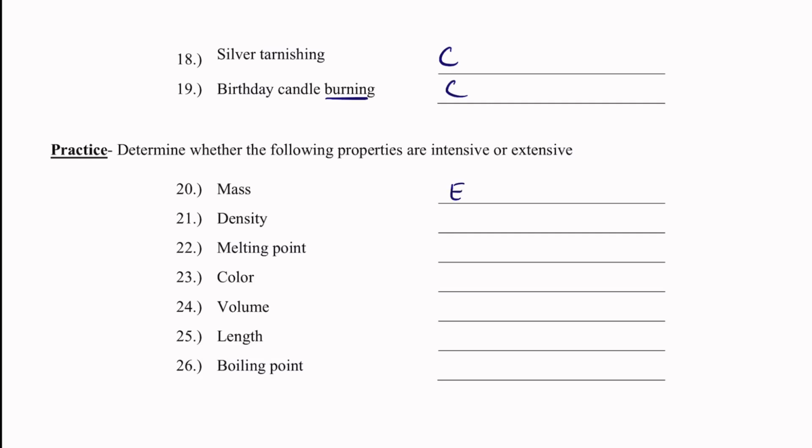Mass is extensive. We can measure it. Volume, we can measure it. Length, we can measure. And so the rest are going to be intensive. They don't change.